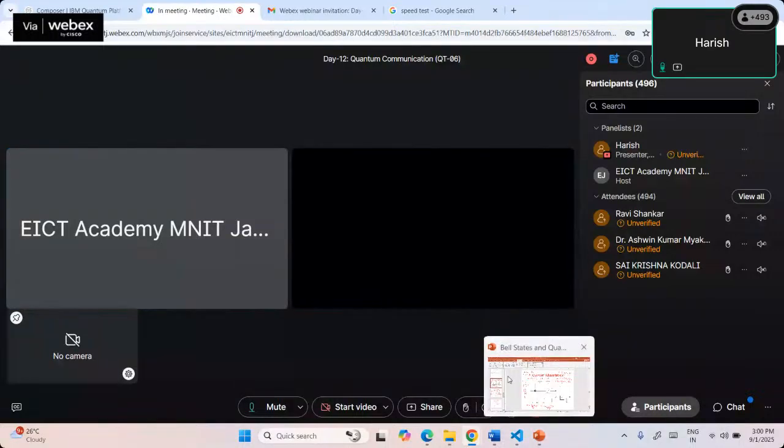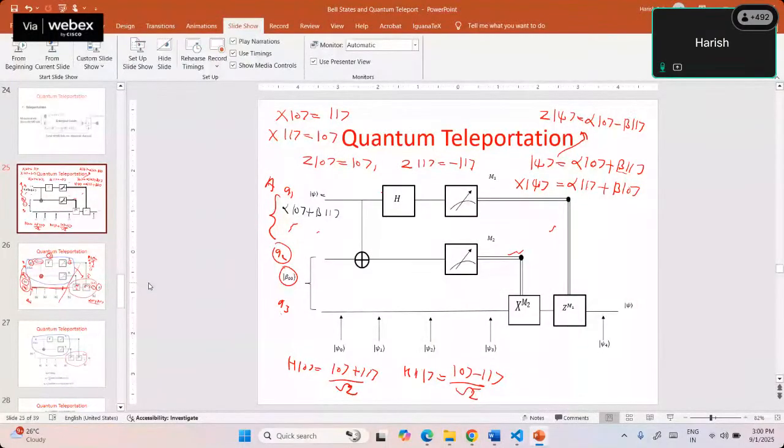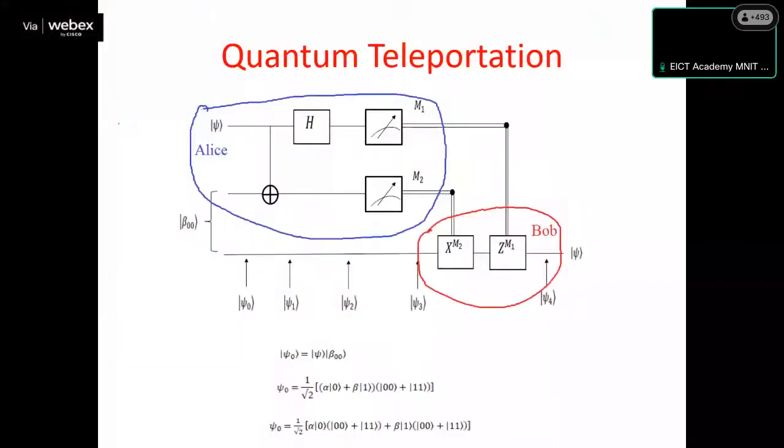Screen is visible to everyone? Yes, screen is visible. Any lagging is there? No, we can see your slides. Okay.